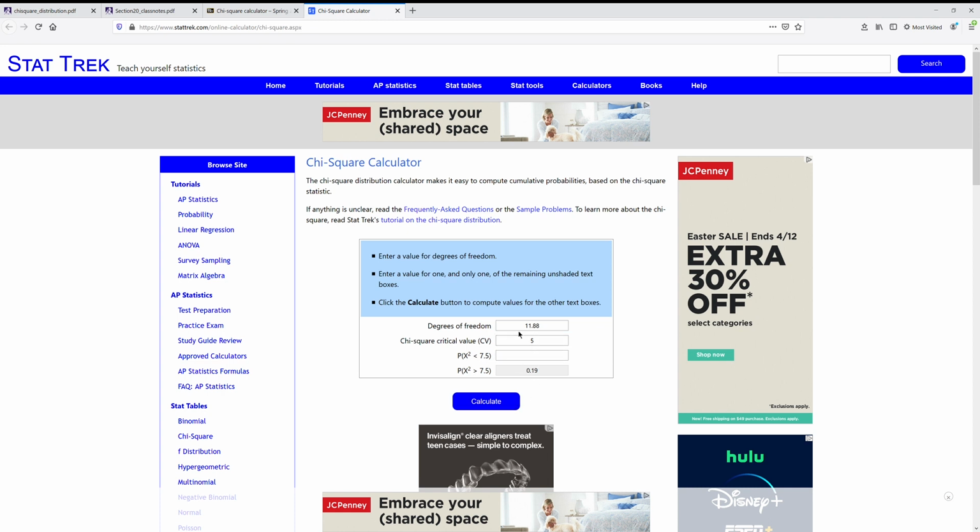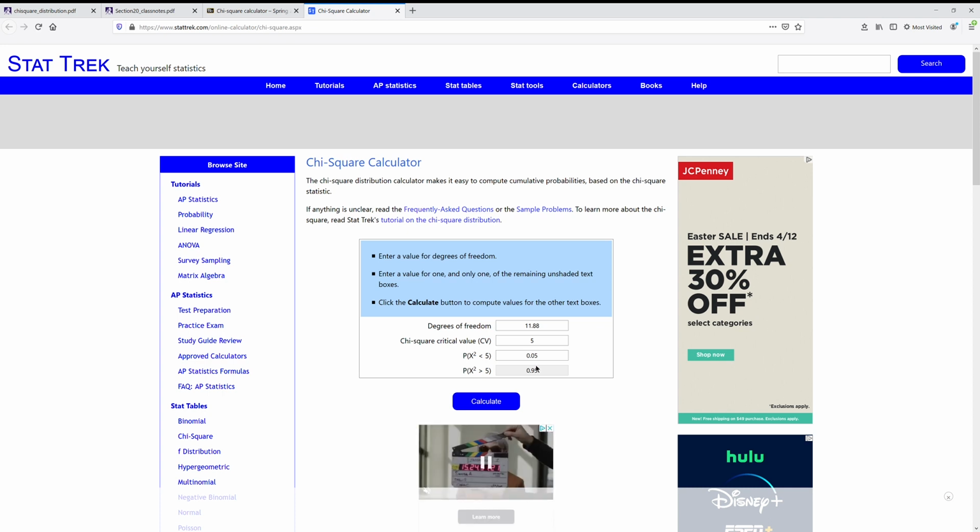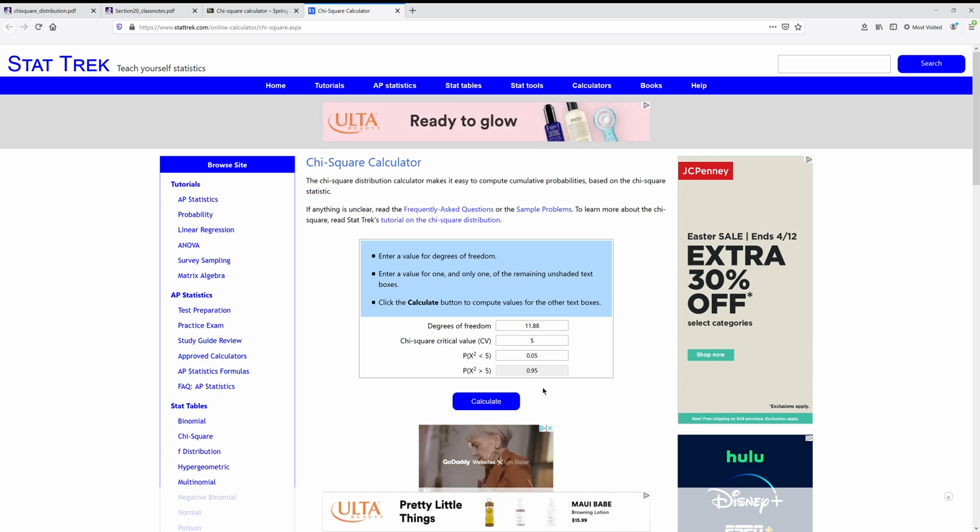And then run the numbers. 1188, 5 degrees of freedom, hit calculate. There you go, I had to hit it a couple times. And yeah, that's not ideal.